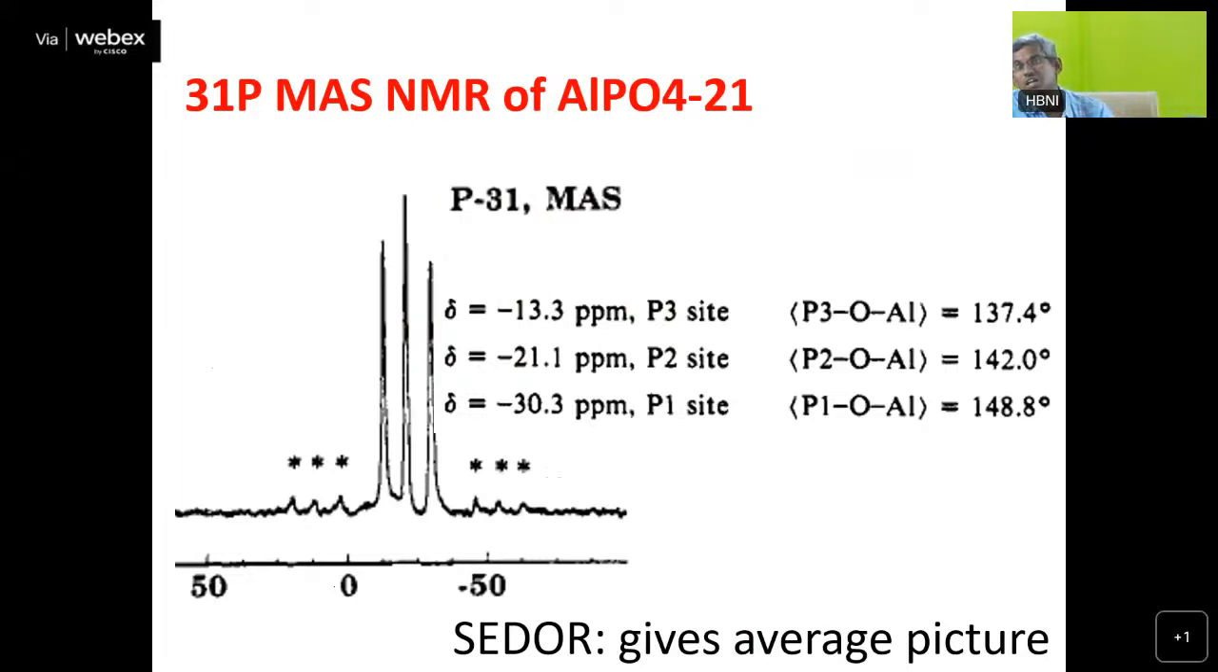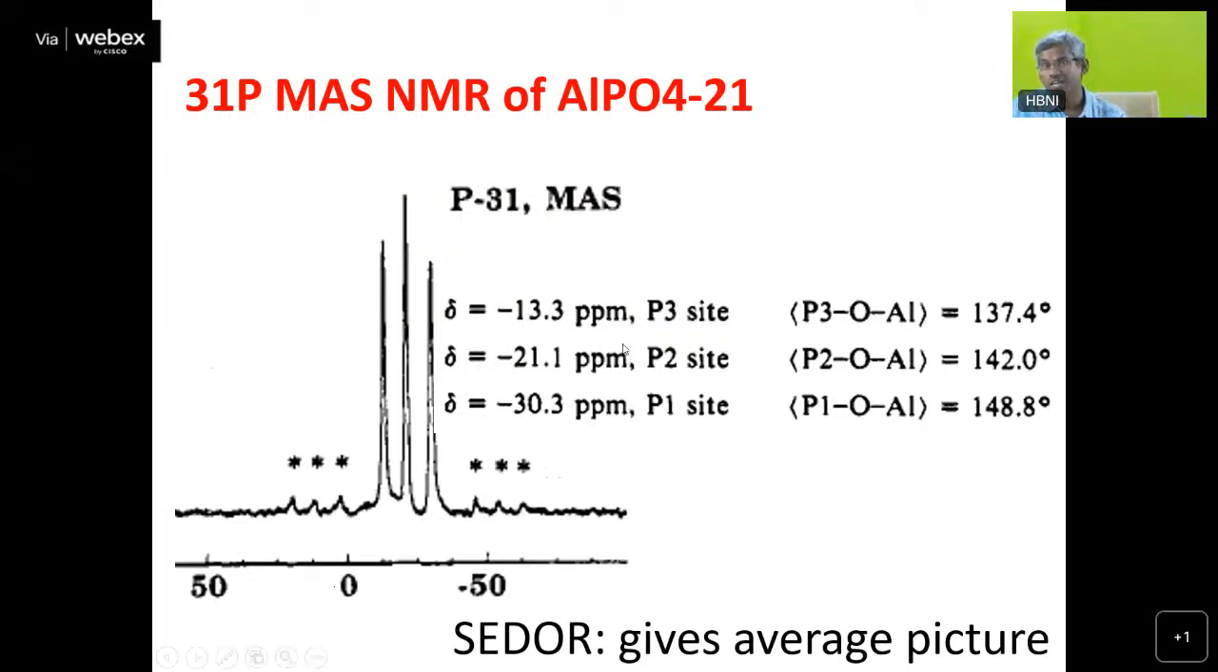This is just a single one-dimensional NMR, single pulse NMR. If you do a spin echo experiment, not a SEDOR, then what you get is three signals in the one-dimensional NMR. That means three phosphoruses are there. Once three phosphoruses are there, you may find it difficult if you do a SEDOR experiment, because it will give the average picture. Which distance corresponds to which phosphorus, we may not be able to say.